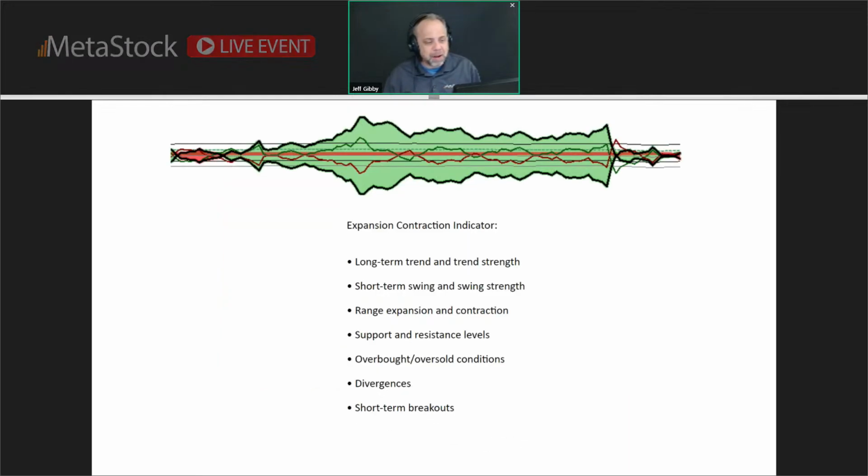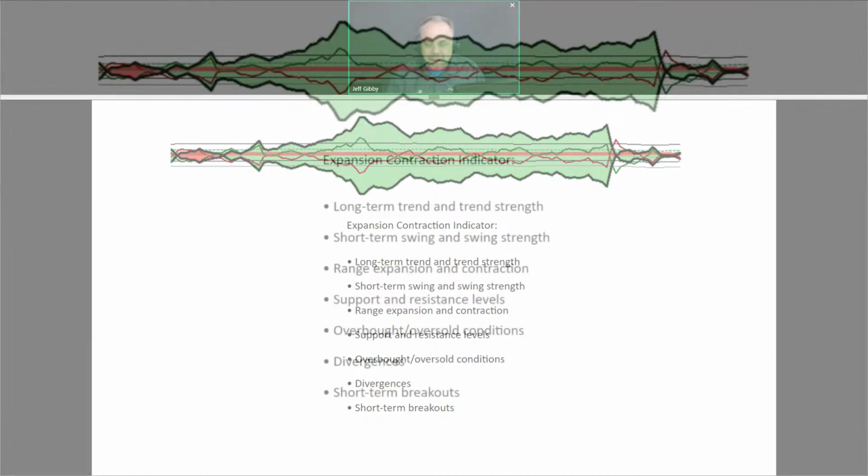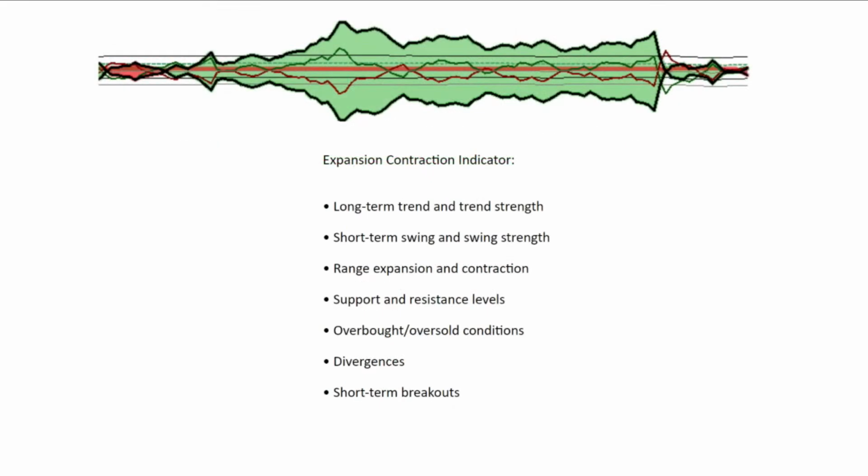So just to talk a little bit about the Jake Bernstein expansion contraction indicator. It has a lot of uses. Primarily what we're going to identify and talk about is long-term trend strength, short-term trend and strength, how you can see using the indicator if you're in expansion or contraction, how you can use it to identify support and resistance levels, overbought, oversold areas, or something that Brian likes to refer to as limited.